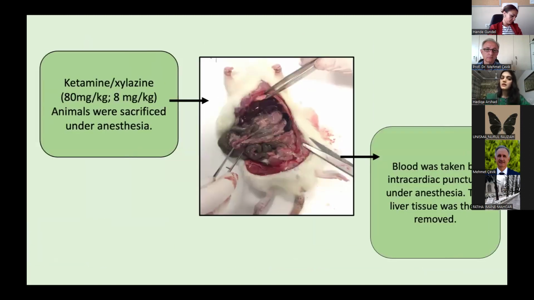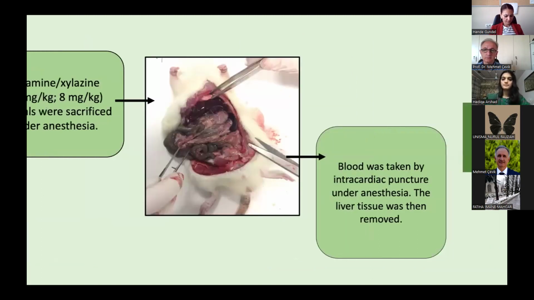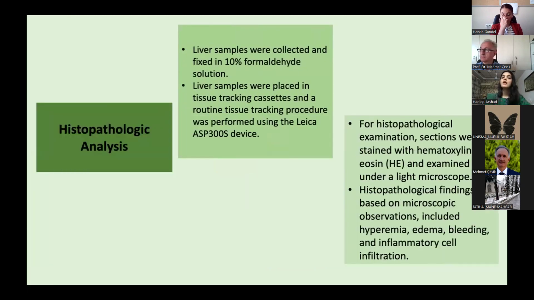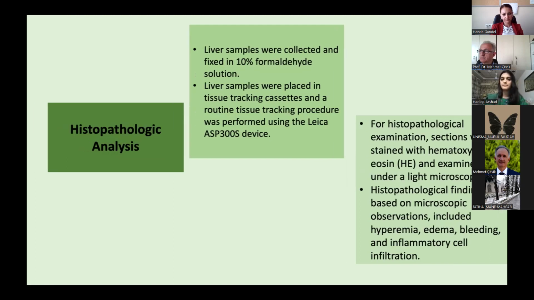After the 30 days, the animals were sacrificed under anesthesia, which comprised ketamine and xylazine, and blood was taken from the vena cava near the heart, and the liver tissues were also taken out. For the histopathological analysis, we used the protocol for the Leica ASP 300S device. The samples were collected and fixed in a 10% formaldehyde solution, then stained, and checked under the microscope for pathological conditions.